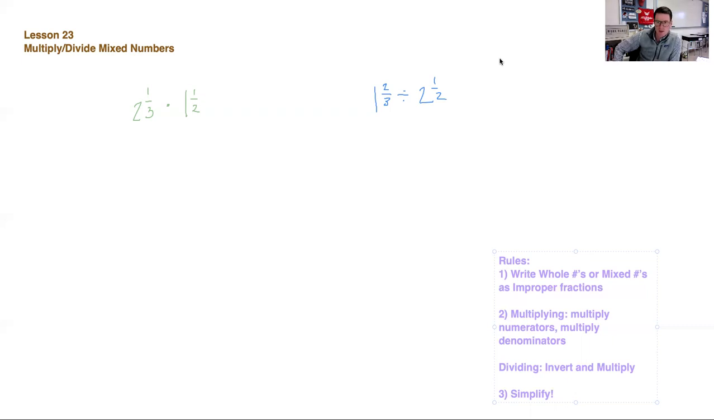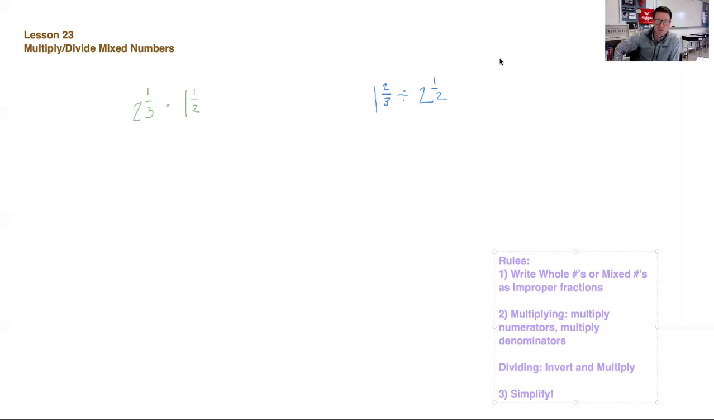Second, if you're multiplying, just go ahead and multiply numerators, multiply denominators. If you're dividing, don't divide, invert, and then multiply, right? Copy, switch, flip. And then last, always simplify, reduce, right? If it's improper, you can keep it improper. I don't care, right? Improper fractions are fine, but just make sure it's simplified.